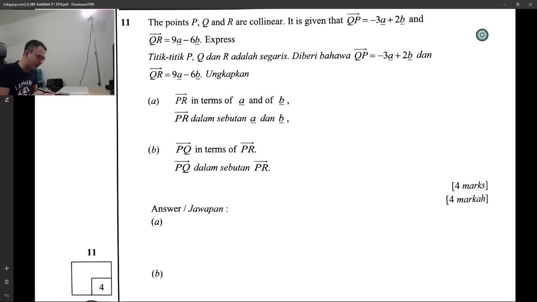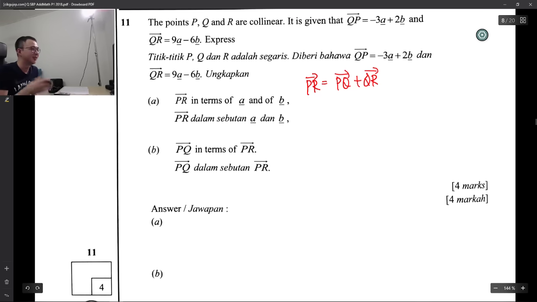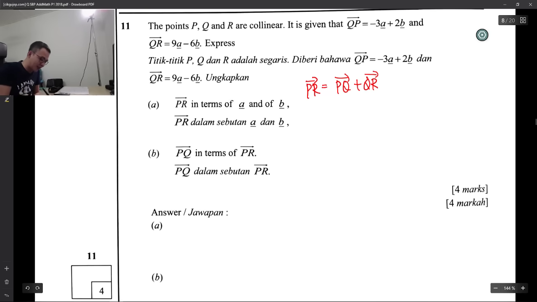Yeah, this is how we find PR. PR equals PQ plus QR. If you do not know why PR can equal PQ plus QR, please go and find out the basics of vectors. So I mentioned many times, as long as the middle letter is the same, you imagine they can simplify. Then you are left with P and R, isn't it?